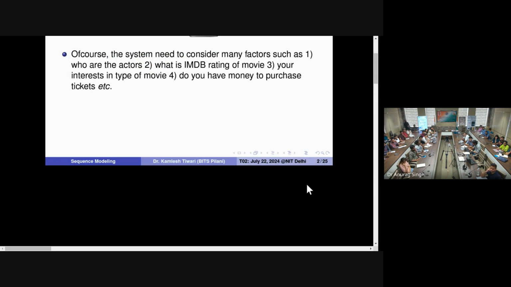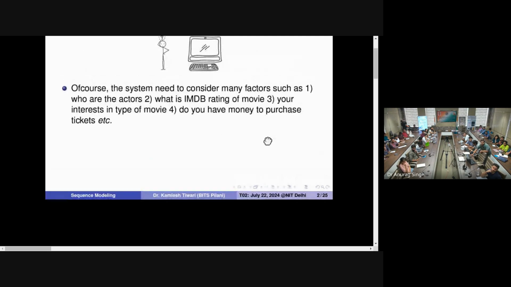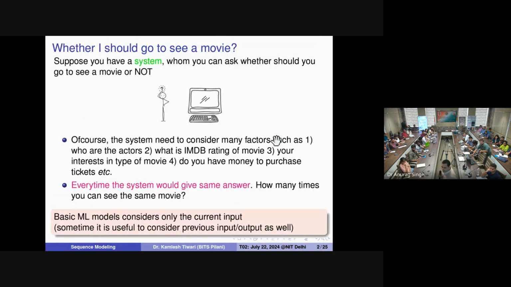So this has a problem. The model does not consider what it has done earlier. This is a very basic problem with all these kinds of systems. Every time the system would give me the same answer. How many times can I see the movie? A basic ML model has the problem that it doesn't see what it has done earlier.